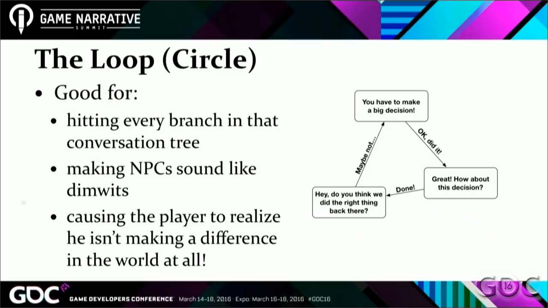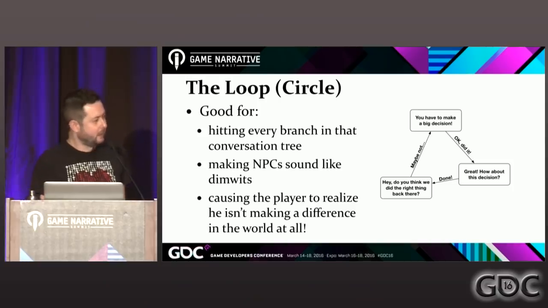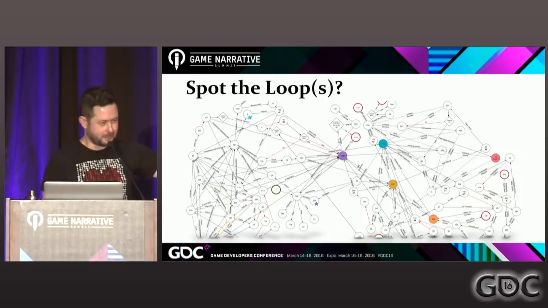You have to make a decision. Okay, I did it. Great. Okay, do you think we did the right thing? Hey, we have to make a big decision again. Okay, I did it. Great. Oh, we're in a loop. So obviously there would be a way out of this loop, but it can be really frustrating if you're in something like this.